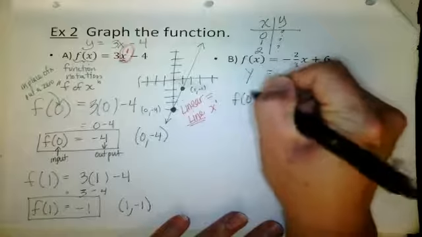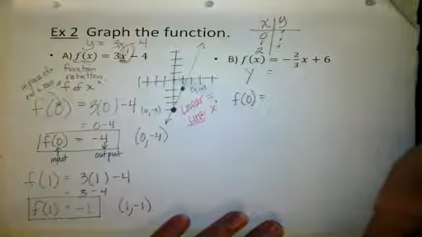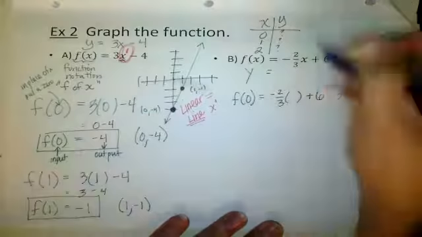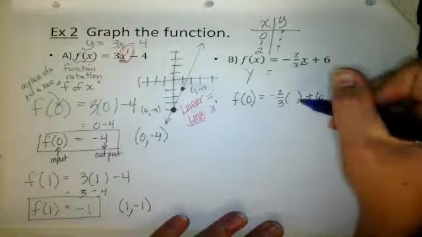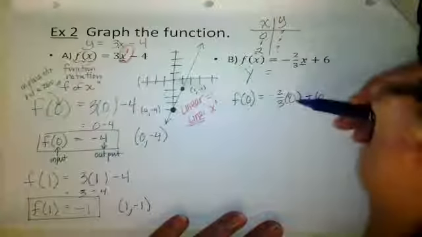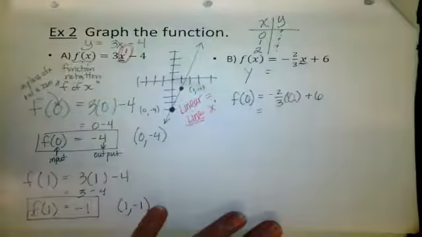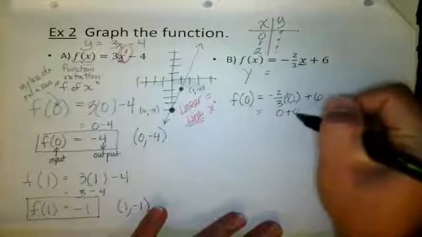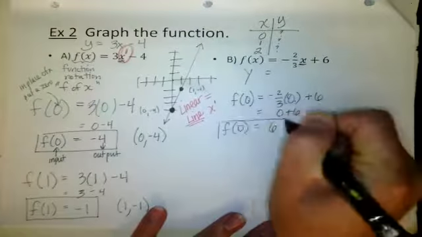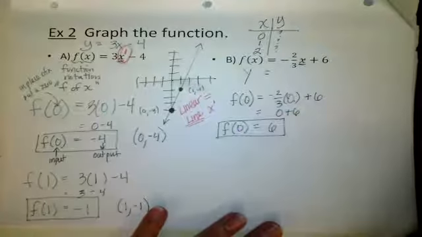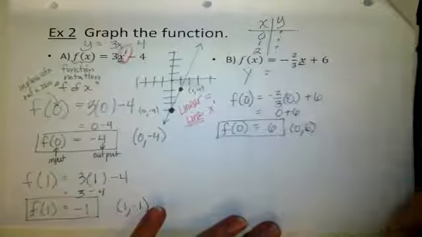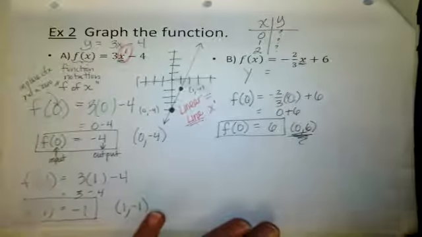So I'm going to plug in a 0. So negative 2/3. And then in place of my x value, what are we doing? 0. Wherever you see an x, you put a 0. What is 2/3 times 0? 0. And so we just get 6. So f of 0 equals 6. What does that mean, f of 0 equals 6? 0, 6 is an ordered pair. Very good. 0, 6 is an ordered pair that we can graph really easily.